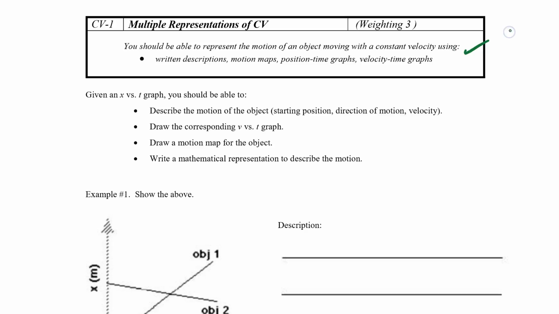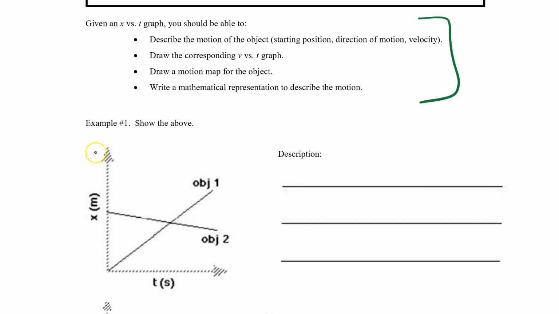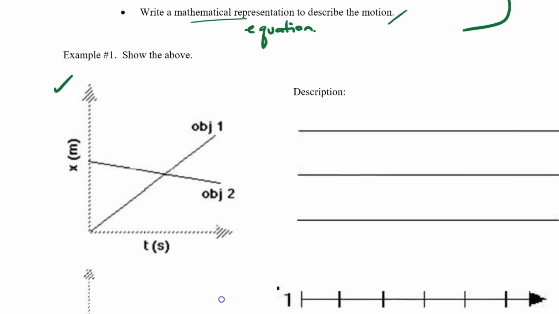So this was in your student tracker. The first part I want to go over in just a bit more detail. Given a position versus time graph, and that's what we have right here, you should be able to describe the motion, so that's in words, and in your description you should have the starting position, the direction of the motion, and the velocity. You should be able to draw a corresponding velocity versus time graph. You should be able to make a motion map and write a mathematical representation, also known as an equation, to describe the motion. So let's take a look at the first one.